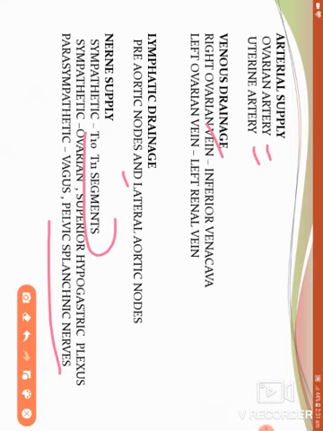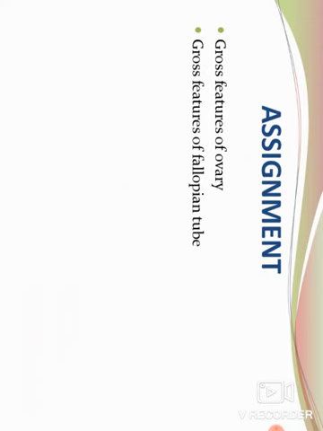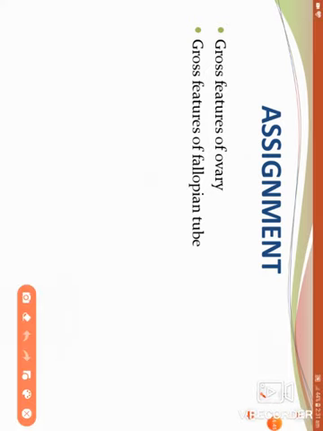Hope you understood. You should write the answer for this in your assignment book. Describe the gross features of the ovary: first its location, its parts, blood supply, nerve supply. Applied aspects I'm telling in the next section. Then the gross features of the fallopian tube: its parts and relations along with its blood supply. Okay, thank you.